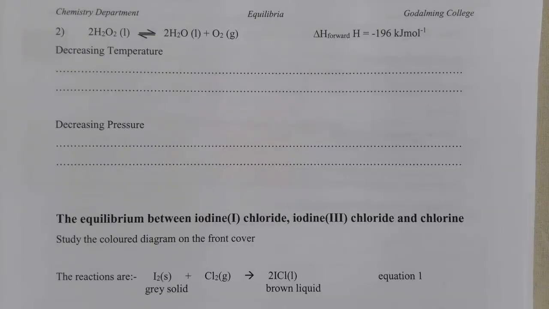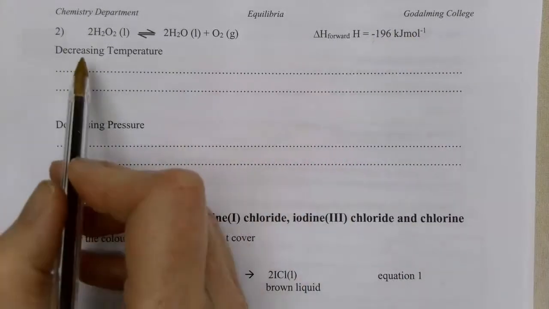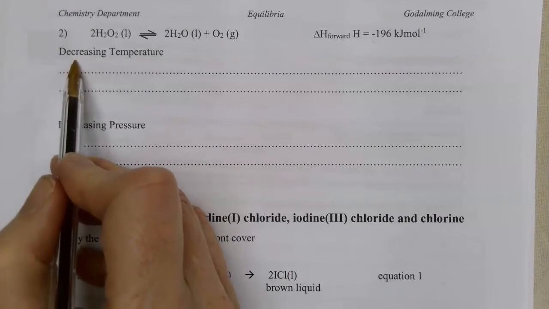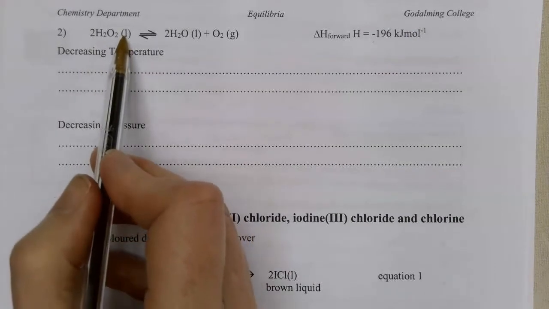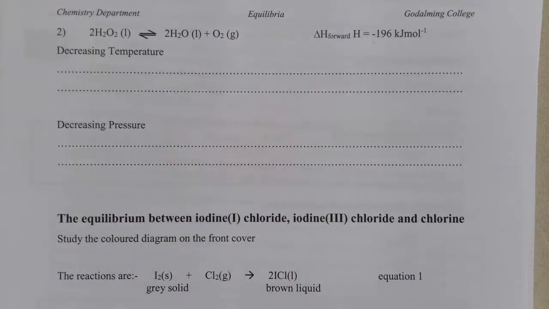At the top of page 5, we had hydrogen peroxide decomposing into oxygen and water. In this case, the forward reaction is exothermic. So if I decrease the temperature, the reaction will shift forwards, because it's going to try and replace that lost heat by shifting to the exothermic side.